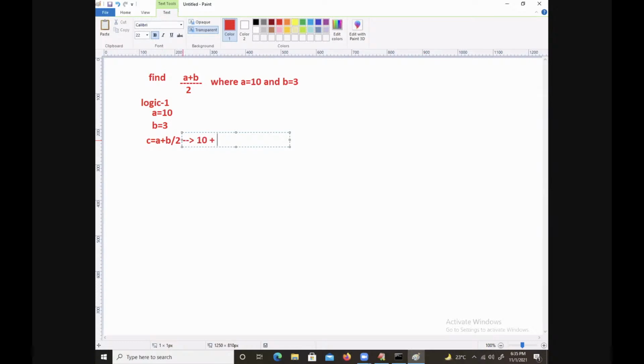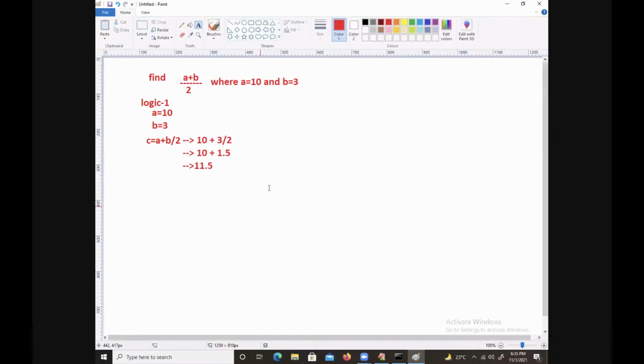10 plus 3 by 2. The answer you are going to get is 10 plus 1.5, which is 11.5. So please wait, we will decide whether this logic is correct or not.